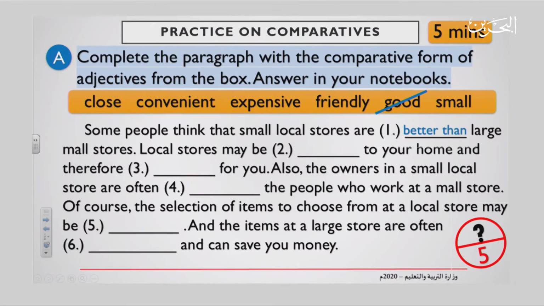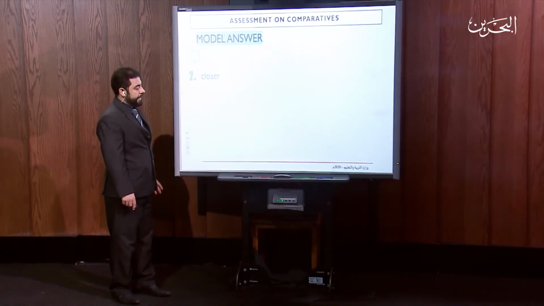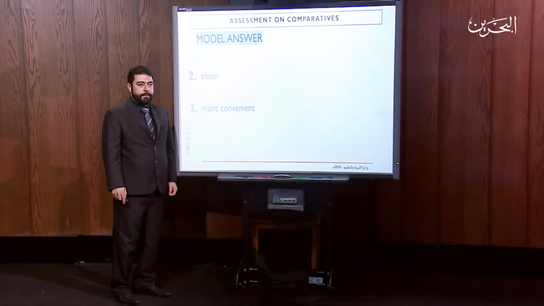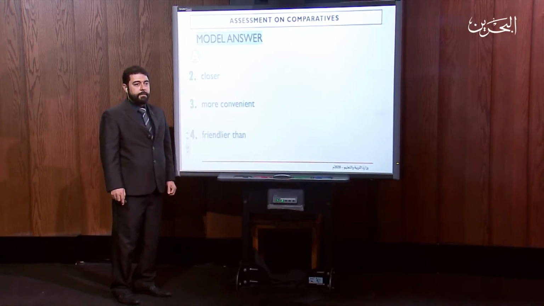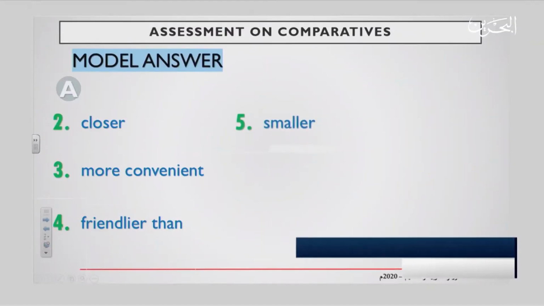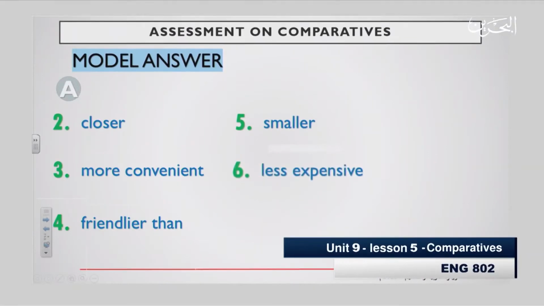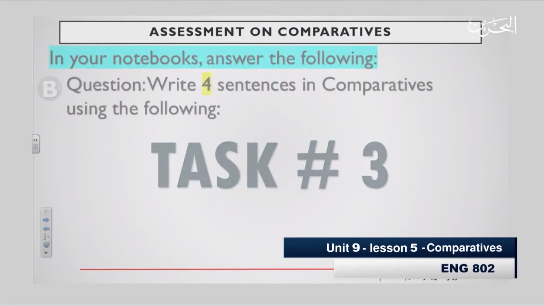All right, now let's take a look at the model answer. Number 2 is closer. Number 3, more convenient. Number 4, friendlier than. Number 5, smaller. Number 6, less expensive. So please check those answers and give yourself a mark out of 5. Now let's move to task number 3.